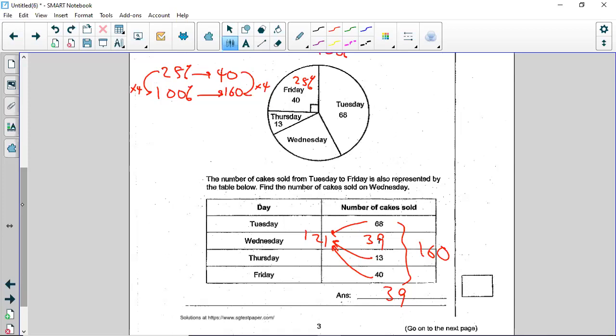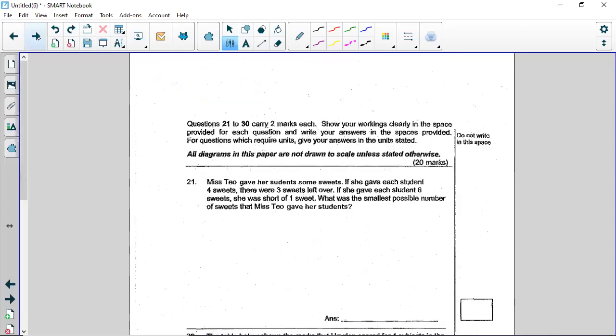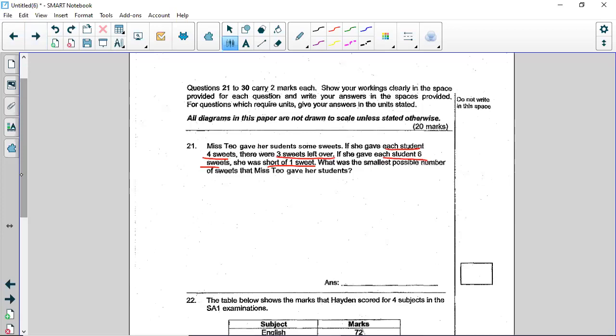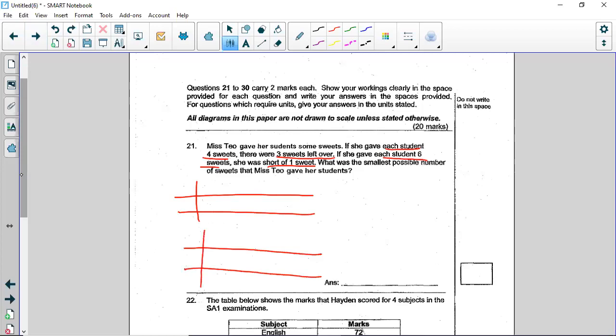Okay, let's go on to the next one. Now, the 2-mark question already. The next question, there are two methods. This is a systematic listing. How do I know that? Miss Teo gave her students some sweets. If she gave each student 4 sweets, there were 3 sweets left over. If she gave each student 6 sweets, she was short of 1 sweet. Isn't that your excess and shortage? So if there is excess and shortage, you can use systematic listing. What is systematic listing? You have a table. You actually have 2 tables. But I don't want to do this because it takes a long time. So I'm going to show you the model.